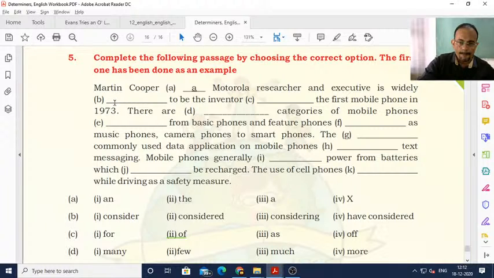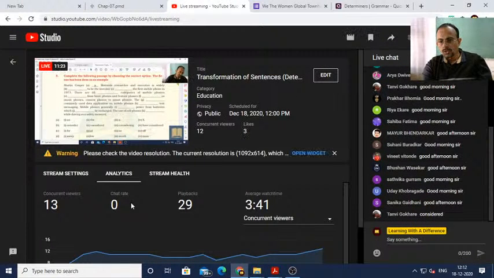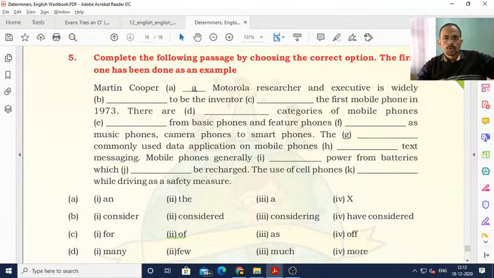Is widely, which one? Number B: consider, considered, considering, have considered. You can write number 1, 2, 3, 4. Yes, Tanvi, you are correct. Considered, it is number 2 only. So is widely considered to be the inventor.